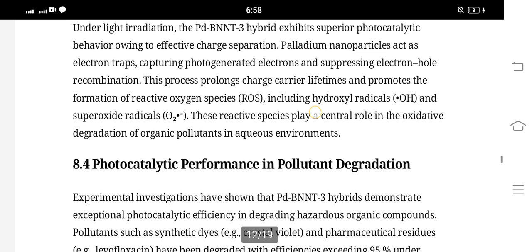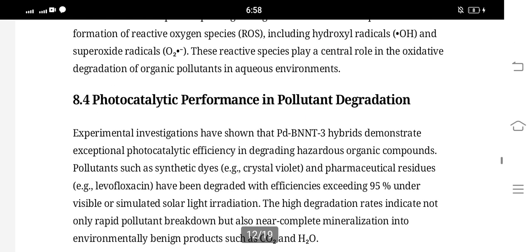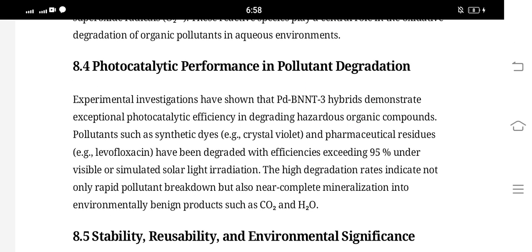The fourth subheading is photocatalytic performance in pollutant degradation. Experimental studies have demonstrated that palladium deposited on boron nitride nanotube 3 hybrid achieves exceptionally high photocatalytic degradation efficiencies, often exceeding 95% for pollutants such as synthetic dyes and pharmaceutical residues.